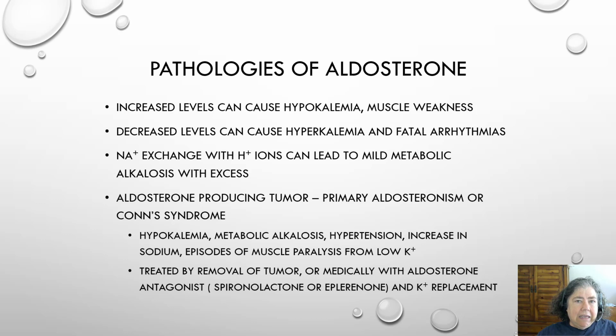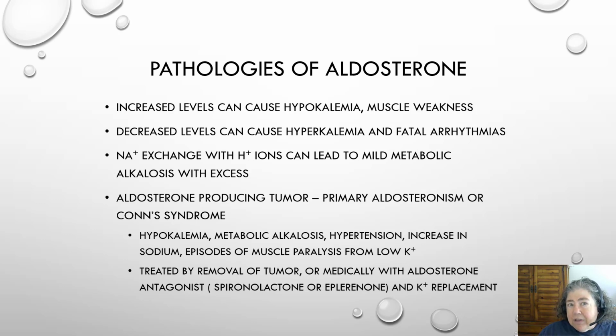Because of the countertransport between sodium and hydrogen ions, we can lose excess hydrogen ions and get a mild metabolic alkalosis when aldosterone levels are high.